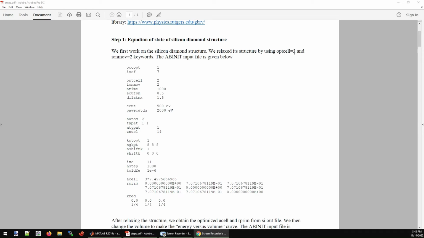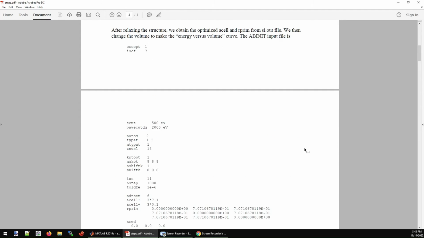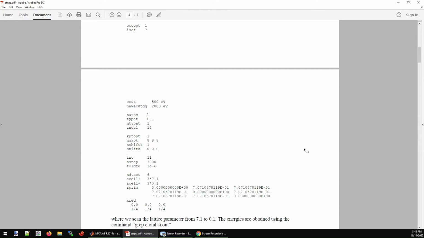We set the optcell equal to 2 here to do the full optimization of the structure, which means that we also optimize the lattice parameters as well. After relaxing the structure, we obtain the optimized acell and the rprim for the silicon from the silicon.out file, and then we know how to change the lattice parameter to scan it and to get the equation of state. So then we use this ndtset function in Abinit.